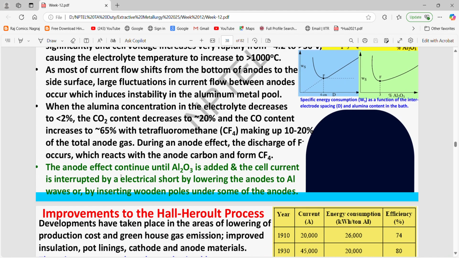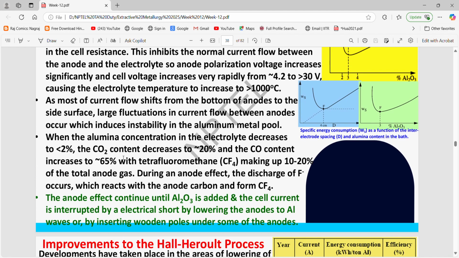As most of the current flow shifts from the bottom of anodes to the side surface, large fluctuation in current flow between anodes occurs, which induces instability in the aluminium metal pool. So when the alumina concentration in the electrolyte decreases to less than 2%, the CO2 content decreases to around 20%, and the CO content increases to up to 65% with tetrafluoromethane making up 10 to 20% of the total anode gas. During an anode effect, the discharge of fluorine occurs, which reacts with the anode carbon and forms CF4.